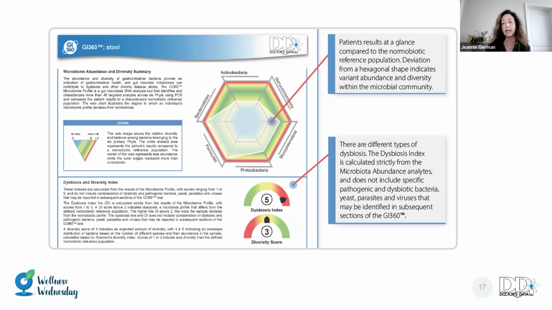The diversity score is based on Shannon's index, which is an ecological score. It measures the lushness of that terrain and the reproducibility rate of those bacteria. In this case, it's a 3. Again, we'd like it higher, at a 4 or a 5. So we want low dysbiosis, we want high diversity.